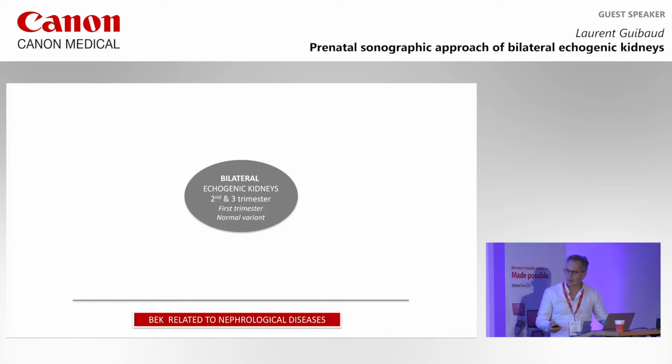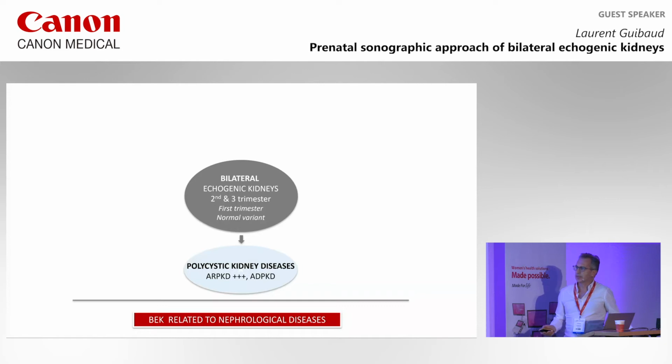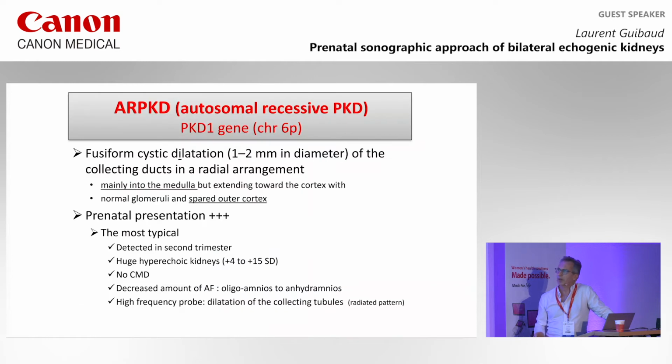So we are dealing with, in fact, some bilateral echogenic kidneys related to nephrological diseases. So the first one is polycystic kidney disease. It can be the ARPKD form or the ADPKD form. If we are speaking about the most common or the most known echogenic kidneys, it's the ARPKD related to a mutation on PKHD1 gene on chromosome 6, and it gives rise to a fusiform cystic dilatation of the collecting duct. In fact, it's mainly in the medulla, but it extends towards the cortex. But the outer cortex is spared.